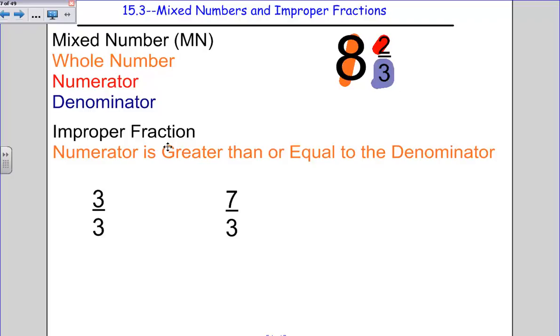An improper fraction I'll have if my numerator is greater than or equal to my denominator. So my numerator of 3 is equal to 3, so that's an improper fraction. The other example I'll have, and we'll see this more commonly, is my numerator is greater than my denominator. So if my numerator is bigger than my denominator, I have an improper fraction. So my goal is, I'm usually going to want my improper fraction of 7/3 to look more like a mixed number with a whole number and a fraction.